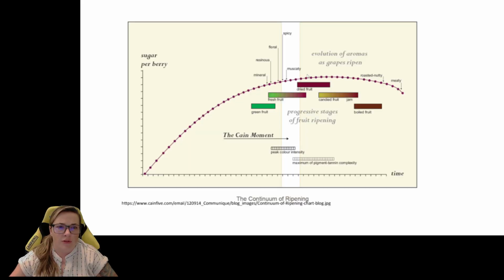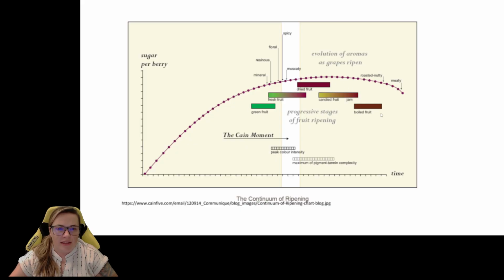Then once you pass this white little column here, this is the window of when it would be best to pick, the normal range. So you would have anywhere from fresh fruit to dried fruit in this section, and ripe being in the center. Then as you wait to pick and you're past that normal window, that's when you start to get candied fruit, jam, and then eventually boiled fruit. And then roasted, nutty, and then even meaty characteristics, which doesn't sound very good.